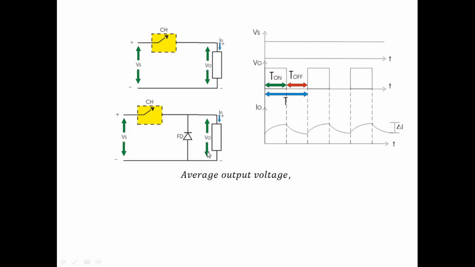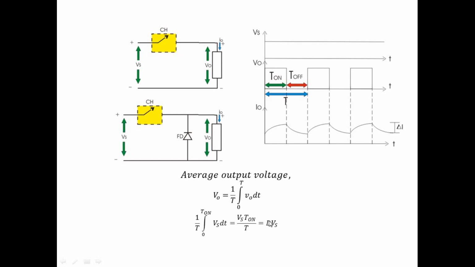And if you have to find the average output DC voltage, we have to find the average of this waveform, this V0. So we have to integrate over a time period T from 0 to T. Out of T, from 0 to T on, the output is Vs, and for the rest of the period it is 0. So we only integrate from 0 to T on, where the value is Vs. So we get Vs T on by T. Substituting D equal to T on by T, we get the output voltage as D into Vs, where D is called the duty ratio.